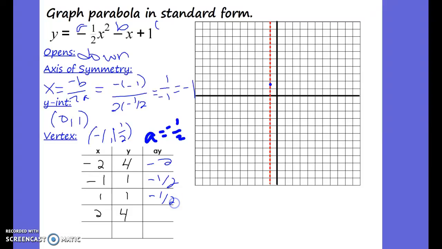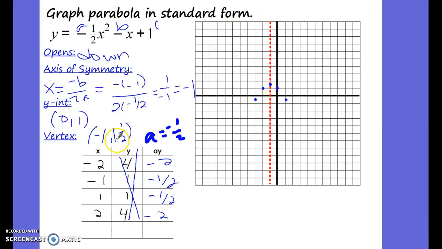So I'm going to fill in my chart. Now instead of going over 2 and up 4, I'm going to go over 2 from my vertex and down 2. I'm going to go over 1 from my vertex and down 1/2. And so that's how our a value changes our parabola. So I'm going to take a second to graph this. So we have over 1, down 1/2, over 2, down 2. And reflect that across the axis of symmetry, and this is our parabola. Connect the dots and we are done.